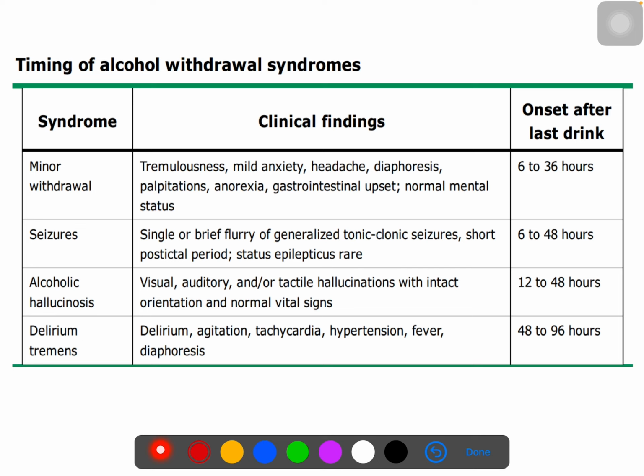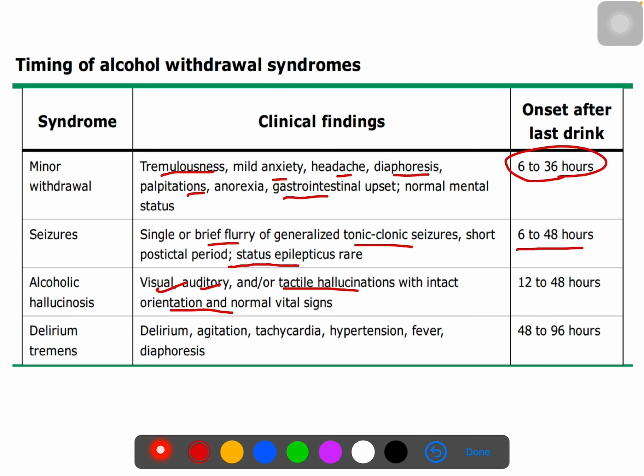Minor withdrawal has tremulousness, mild anxiety, headache, diaphoresis, palpitation, anorexia, GI upset, and normal mental status, with onset 6 to 36 hours after the last drink. Seizure is a single or brief flurry of generalized tonic-clonic seizures with a short post-ictal period; status epilepticus is rare, and onset is 6 to 48 hours after the last drink.